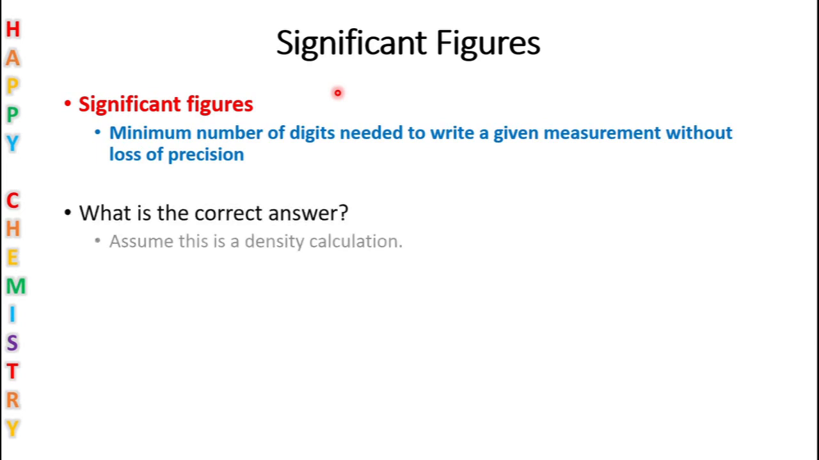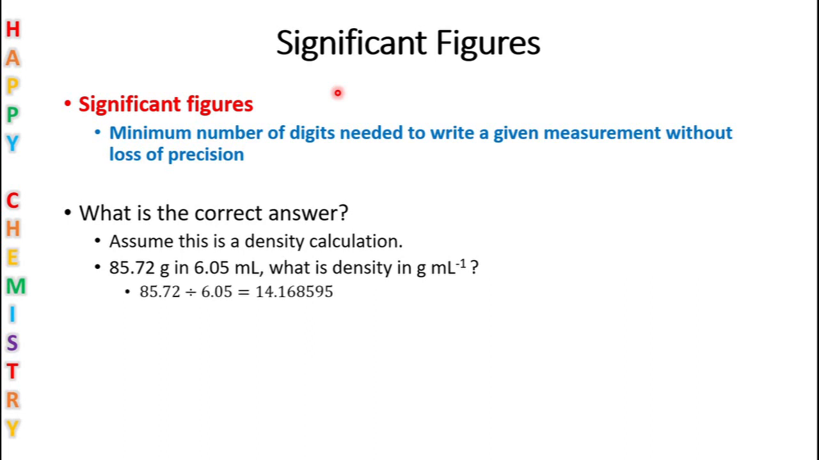Let's assume this is a density calculation. 85.72 grams in 6.05 milliliters. What is the density in grams per milliliter? To get the answer, we have to divide 85.72 grams by 6.05 milliliters.